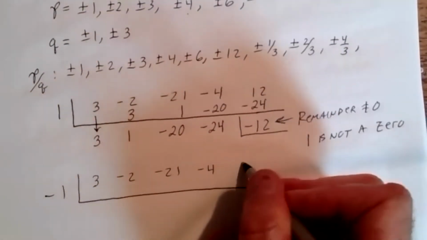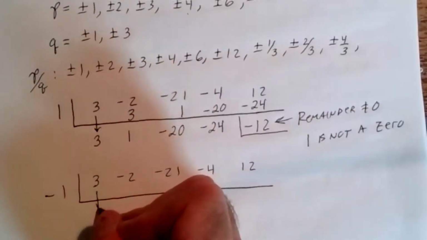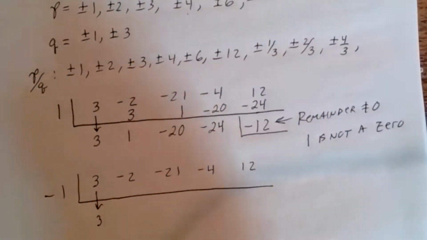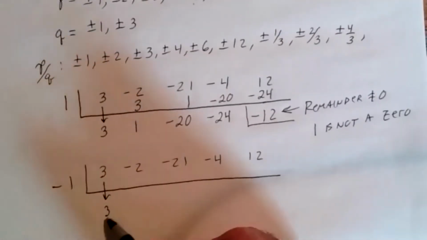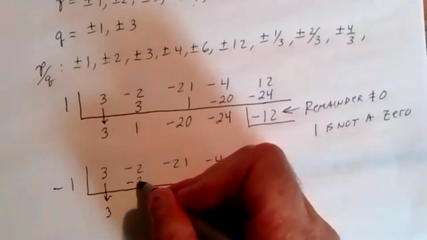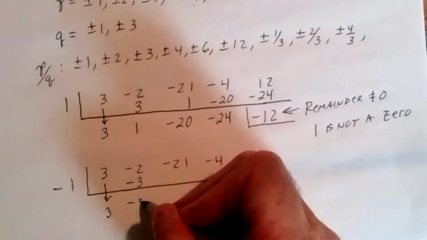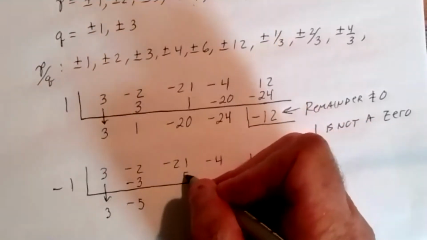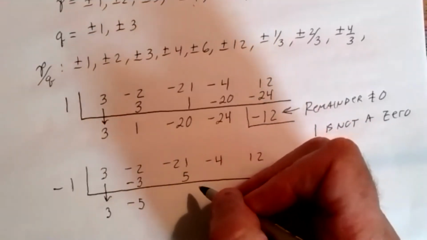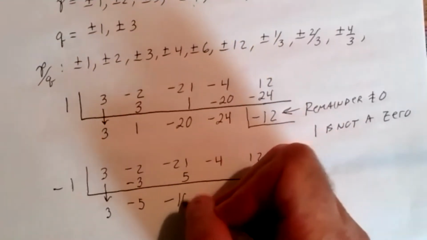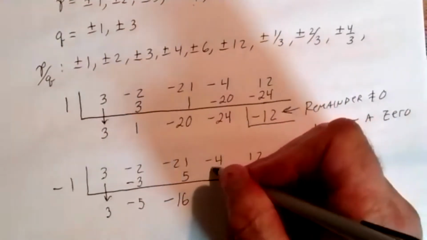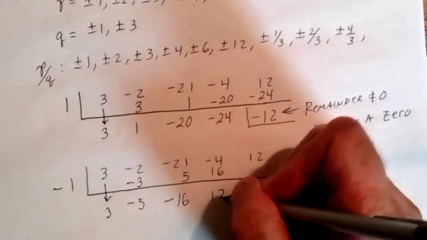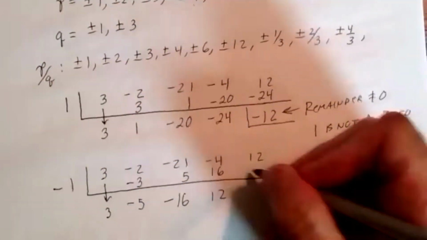So you may need some scrap paper later on as you go through a little bit of trial and error here, or an eraser, however you want to treat this. Negative 1 times 3 is negative 3. Add these together, you get negative 5. Negative 1 times negative 5 is 5. Add these together, you get negative 16. Negative 1 times negative 16 is 16. Add these together, you get 12. Negative 1 times 12 is negative 12.